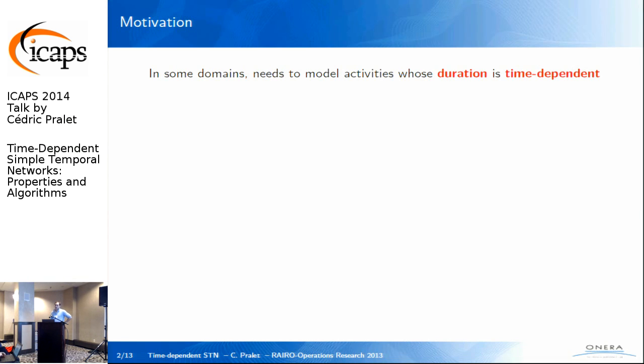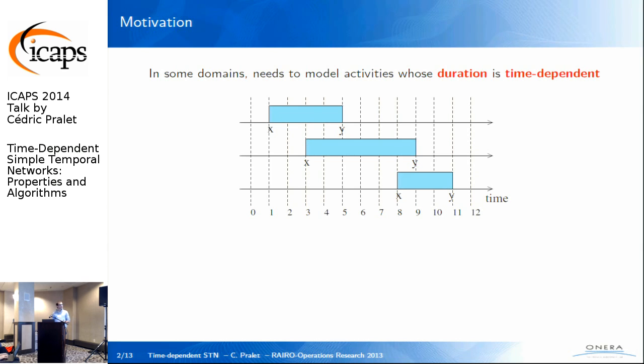The motivation for this work is that in some domains there is a need to model activities whose duration is time-dependent. What it means is that we may have activities, as here, and the duration of these activities depends on the time at which these activities start. For instance, here, depending on whether the activity starts at time 1, 3, or 8, the duration is 4 units of time, or 6 units of time, or 3 units of time.